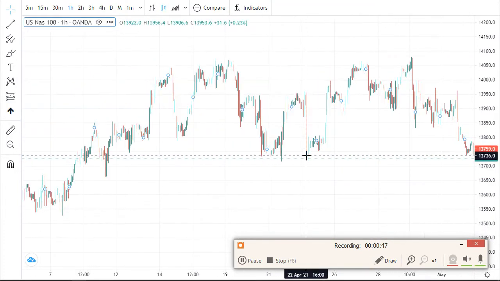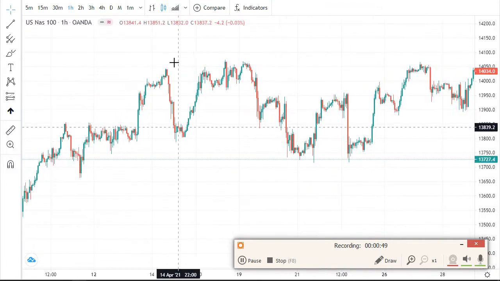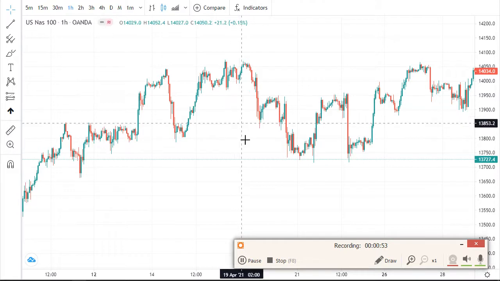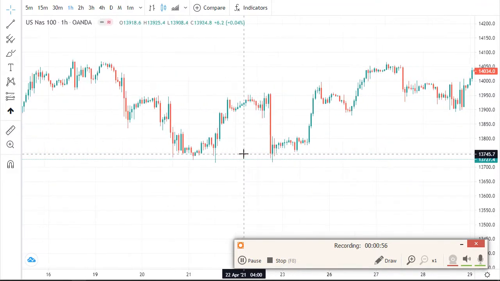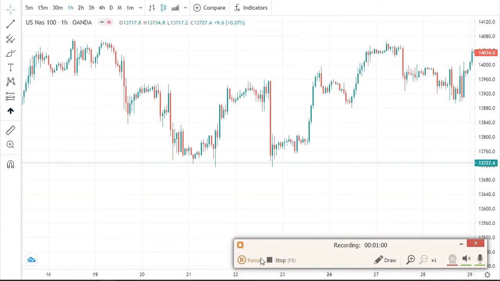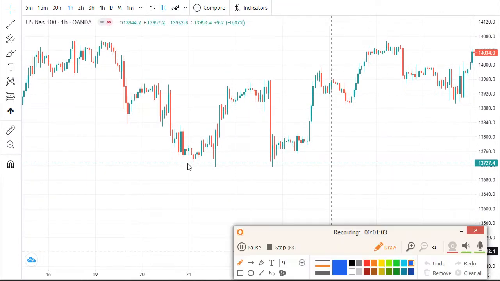So what you can do is you connect these points, the higher highs and the higher lows, before you can even know that okay, this is an uptrend. Let's go straight to this one. So what I said, we connect.